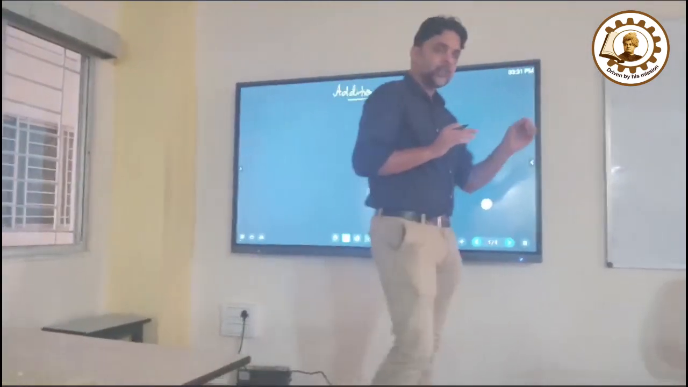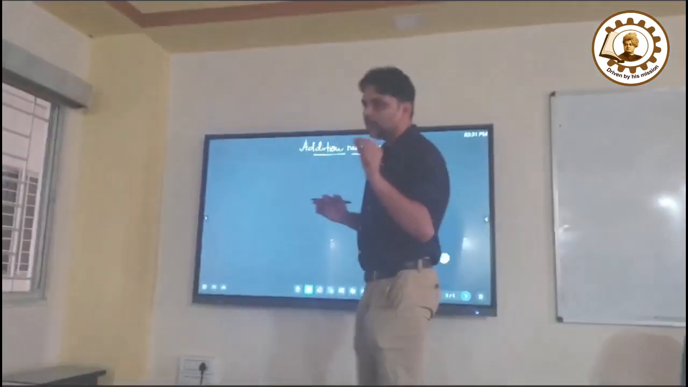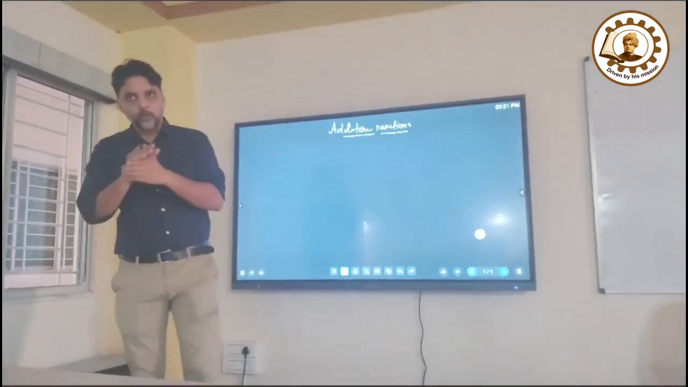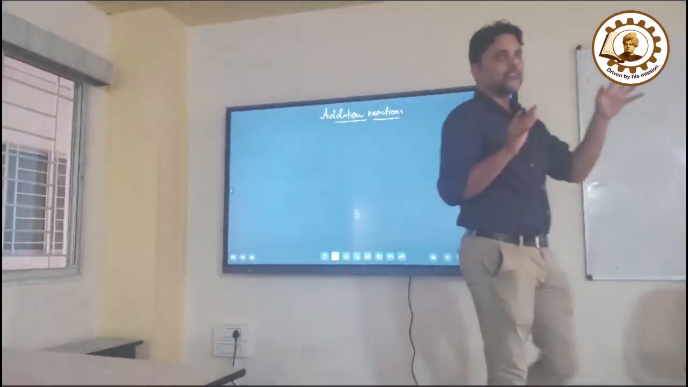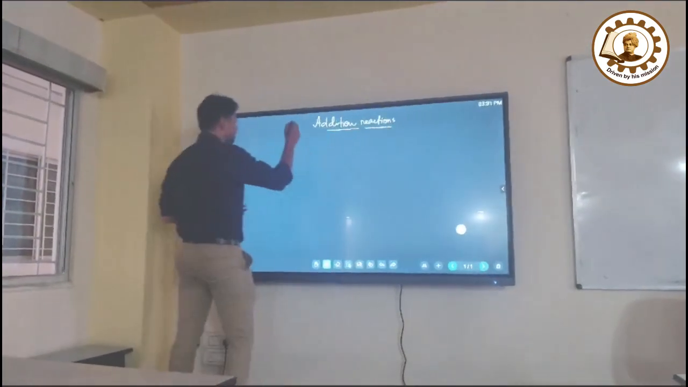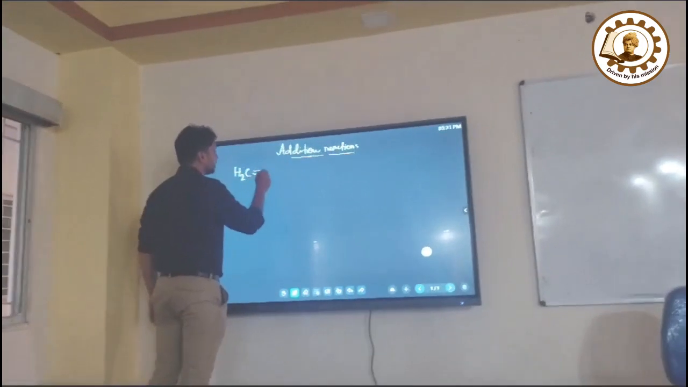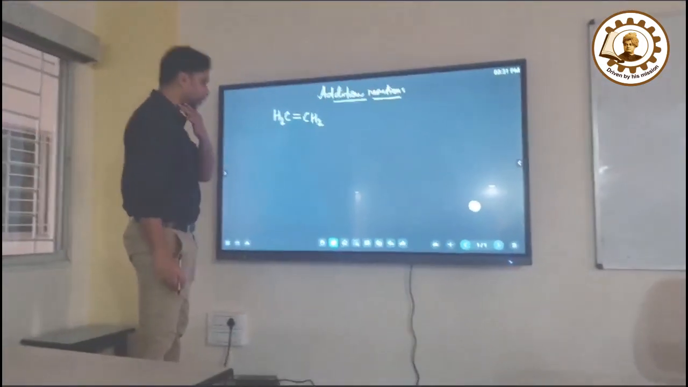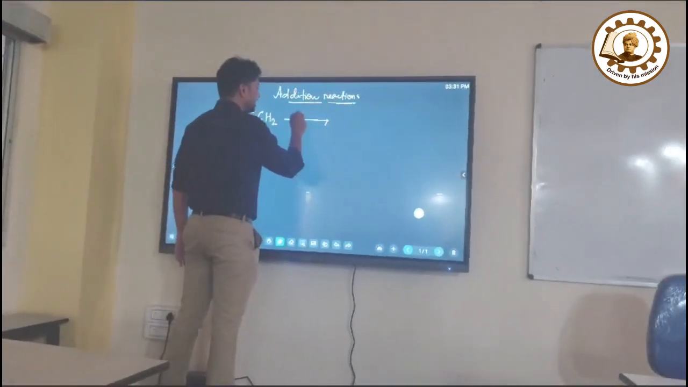First of all, when we are talking about addition reactions, meaning you are adding some reagent to a reactant molecule, the reactant must have extra electrons in it. Let's say we have this particular compound, and we can observe this compound has a double bond. So what happens when we are adding some substance? Let's say we are adding AB.